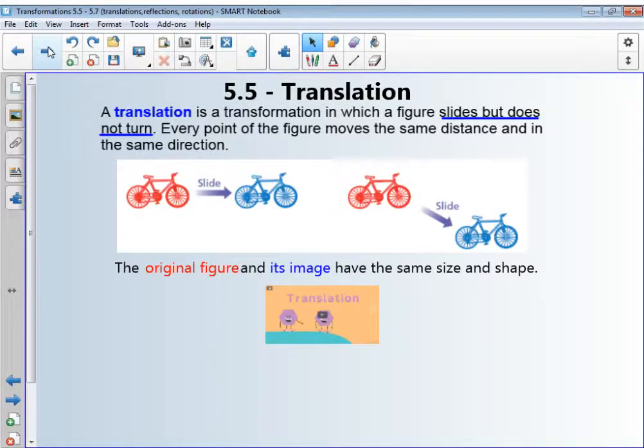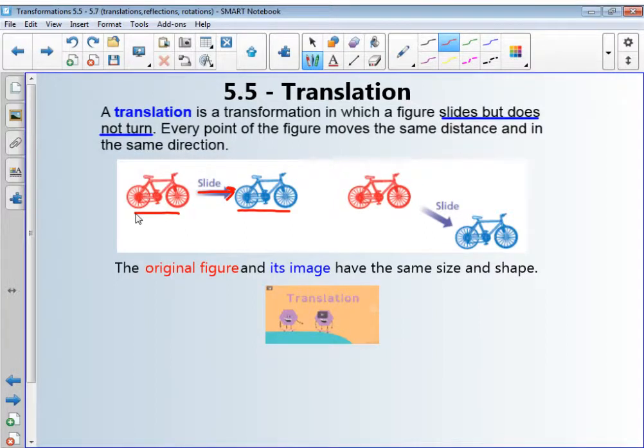We will be working with translation. So translation is a transformation in which a figure slides but does not turn. Every point of the figure moves in the same direction and the same distance. So here, when you see these bicycles, take note, each of these stayed the same size, nothing changed on them. We just took the red bike and we slid it over to a new location.